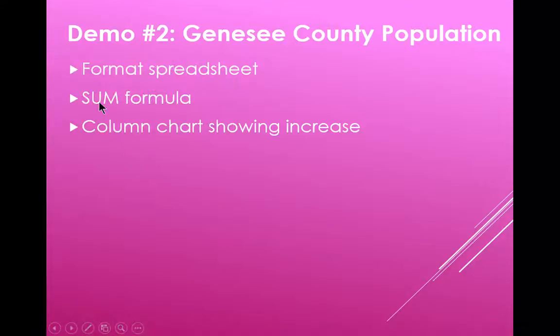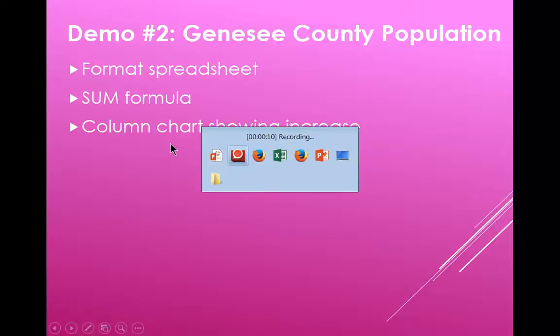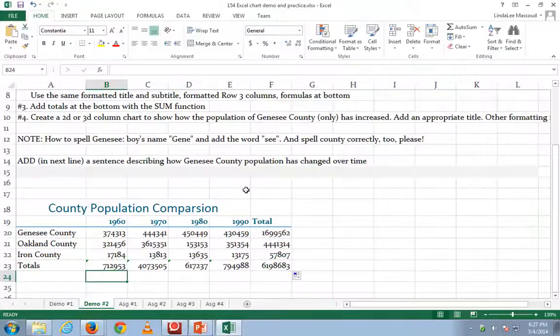Apparently it had been my intention to show you the sum formula separately, but oops, I forgot to show you the PowerPoint slide for that. We'll continue on with the column chart showing the change in population. One would hope it's an increase, but one wouldn't be sure.